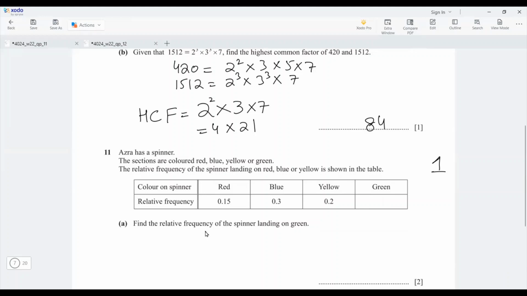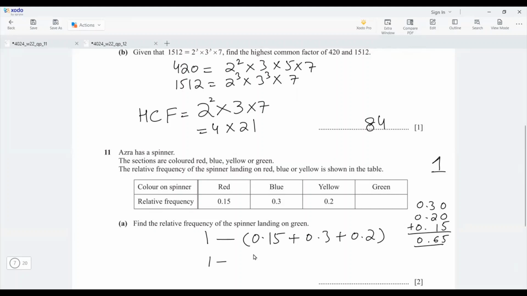You must show your working like this: 1 minus (0.15 plus 0.3 plus 0.2), meaning addition is to be done first and then it will be subtracted. So what's the answer? 0.3 and 0.2. How can we add? Write down 0.3, 0.2, with the decimal written under the decimal. 1 is written here and 5 here. If 5 is written here, we must add 0 here as well. So what's the answer of this? 5 is here. 3 plus 2 is 5, plus 1 is 6. 0.65. So 1 minus 0.65, we can subtract it.